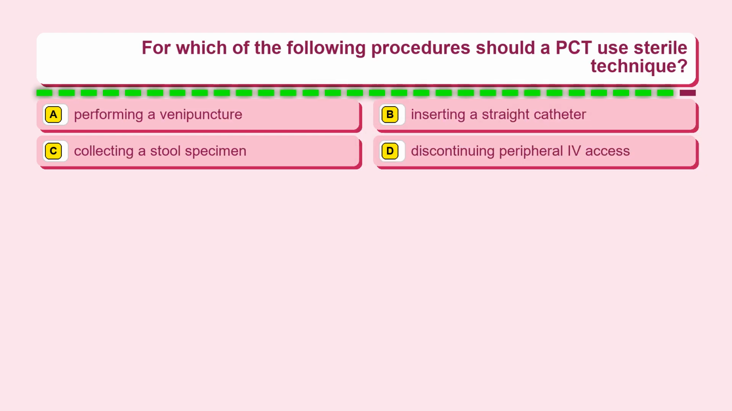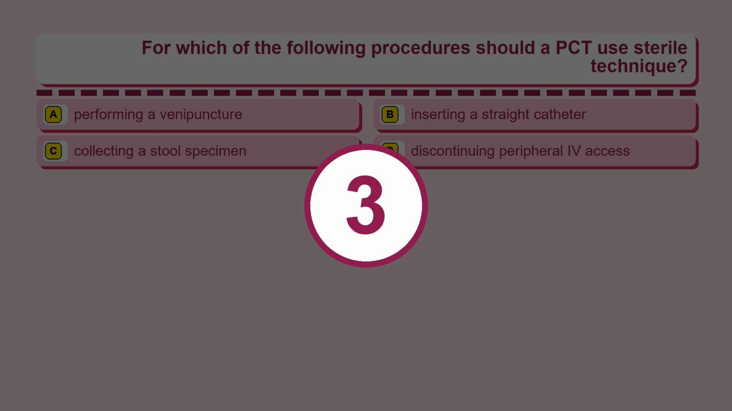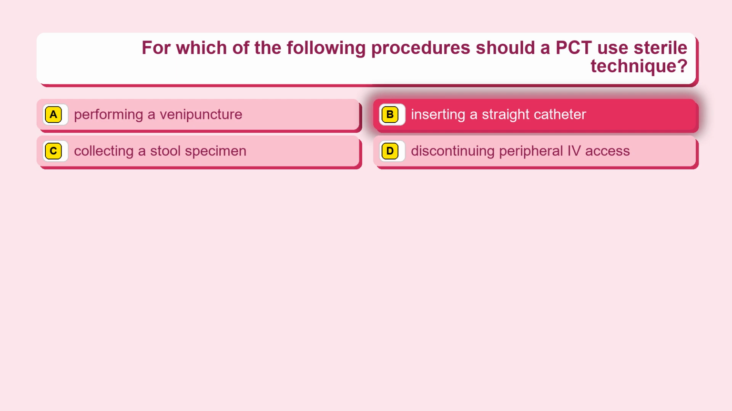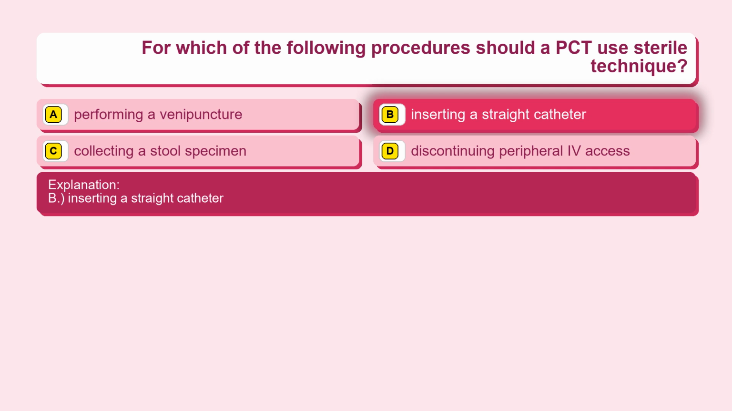Question 4. For which of the following procedures should a PCT use sterile technique? Option A. Performing a venipuncture. Option B. Inserting a straight catheter. Option C. Collecting a stool specimen. Option D. Discontinuing peripheral IV access. The correct answer is option B. Inserting a straight catheter.